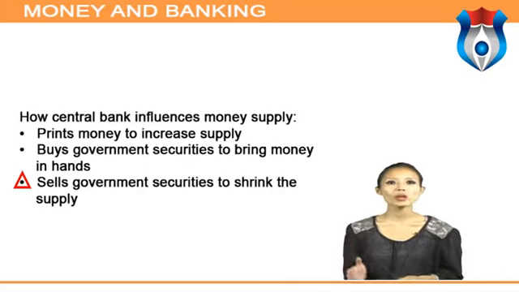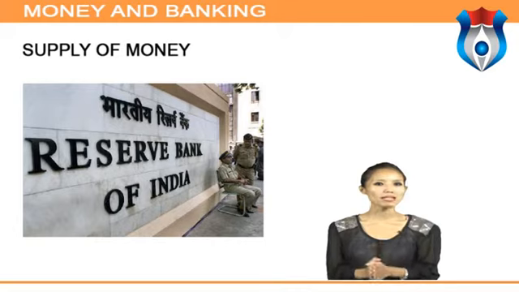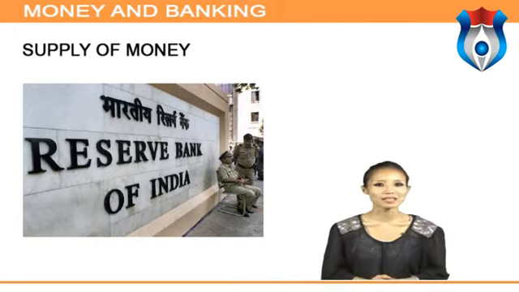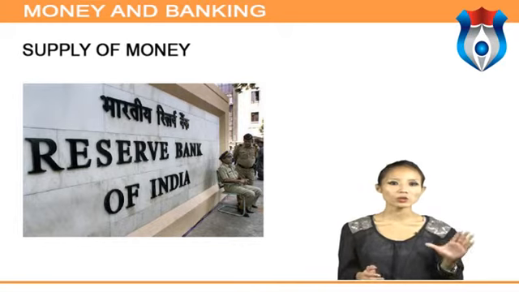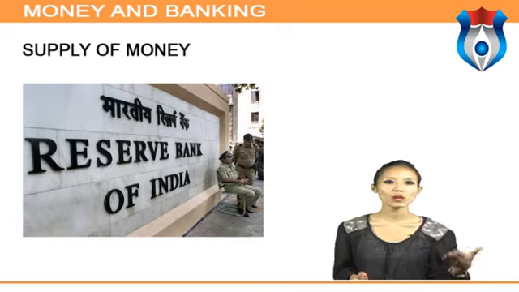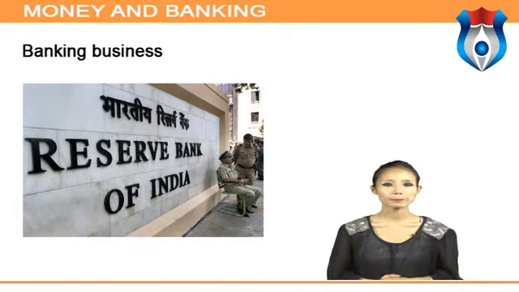The money with which the buyer pays the central bank is essentially taken out of circulation. After studying about money, it will be easy for you to understand the concept of supply of money. There are several definitions of the supply of money which we have studied earlier as M1, M2 and M3. Now let's move further to understand banking business.